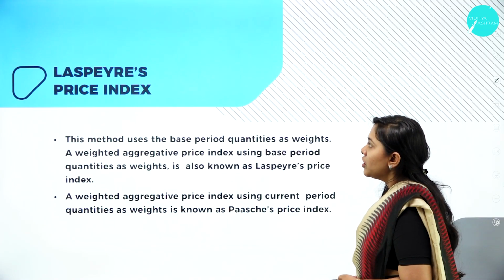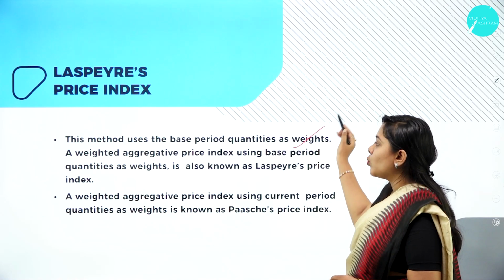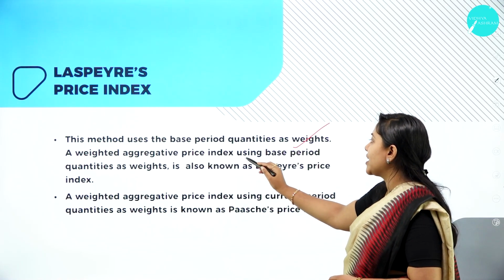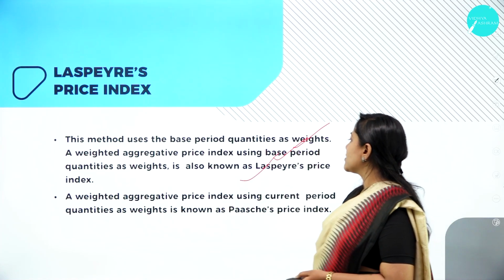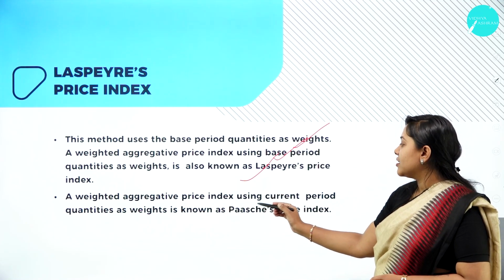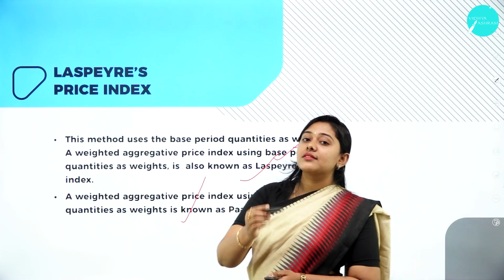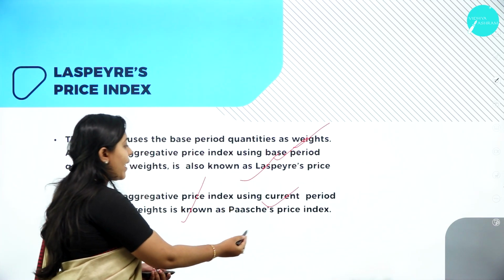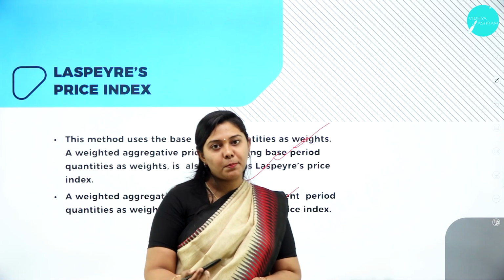Moving forward, a weighted aggregate price index using base period quantity as weight is called what? Laspeyres price index. A weighted aggregate price index using current period quantity as weight is called what? It is called the Paasche price index method.